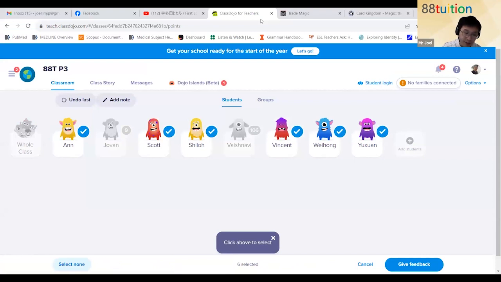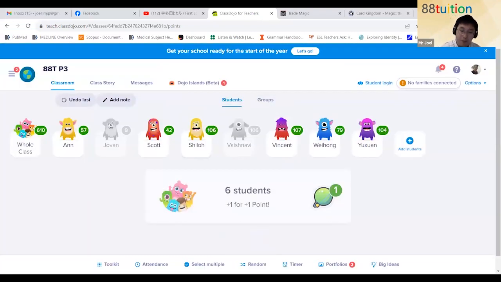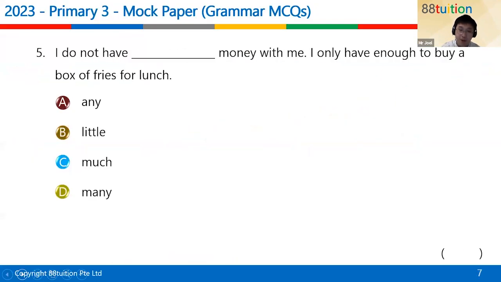Moving on. Question 5. I do not have what money with me. I only have enough to buy a box of fries for lunch. Question 5. 2 of you got it wrong. Shiloh and Wei Hong needs to give me their answers again. And Anne needs to give me the answer again as well. Okay, Anne got it right. Good. Wei Hong and Shiloh. Yes, Shiloh has gotten it right. There we go. Wei Hong is correct as well.